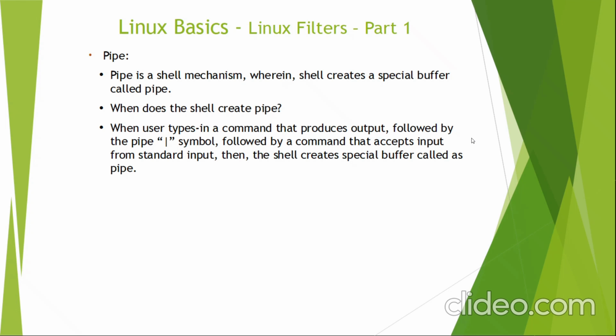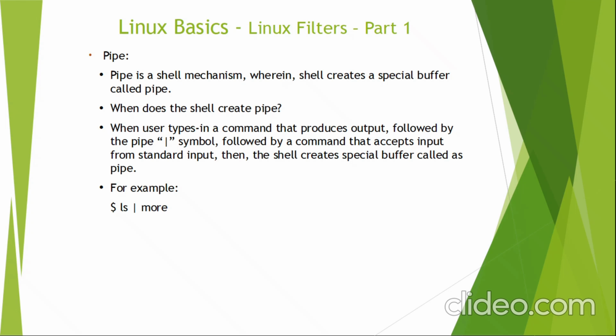So for example, consider ls pipe more. When we are giving a command line like this, ls produces an output, we all know, right? And we are giving pipe in between, ls pipe more. Then what happens? ls produces an output. What will the shell do? It creates a special buffer called pipe, then executes the ls command. And the shell places the output of the ls command in the pipe buffer, okay.